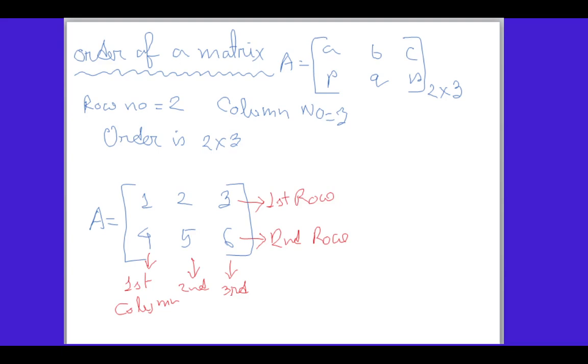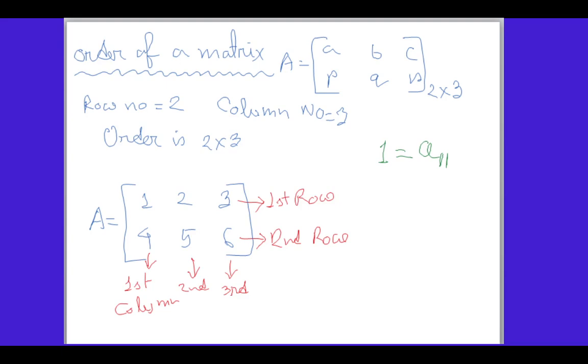The position of 1, if we generalize the element as A, is written as A suffix 1 1. The first number represents the row number, the second represents the column number. So the position of 1 is A suffix 1 1. In a matrix, the first number is always the row, the second number is always the column.